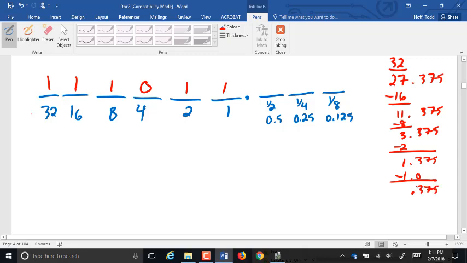0.375. Can we get a 0.5 out of there? No. 0.25? Yes. Subtract 0.25, we've got 0.125. Can we get a 0.125 out of there? Yeah, that's it.